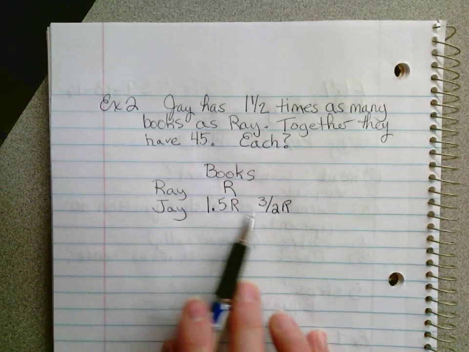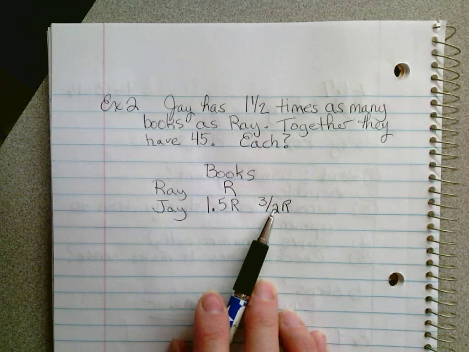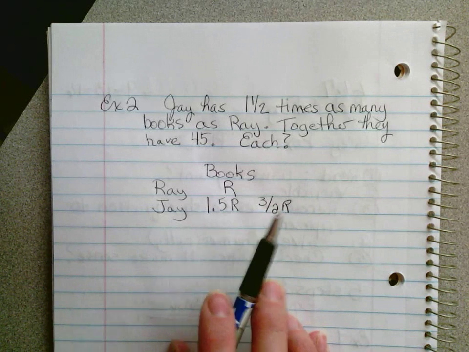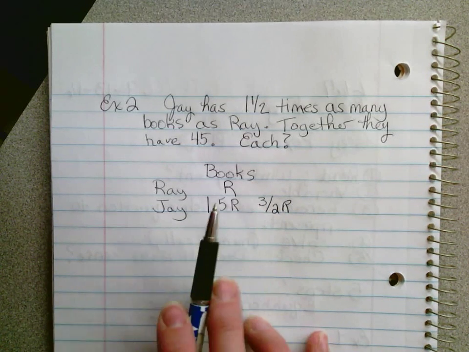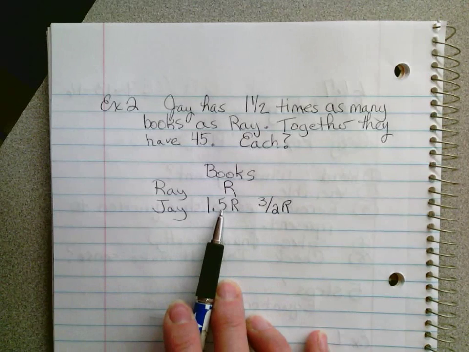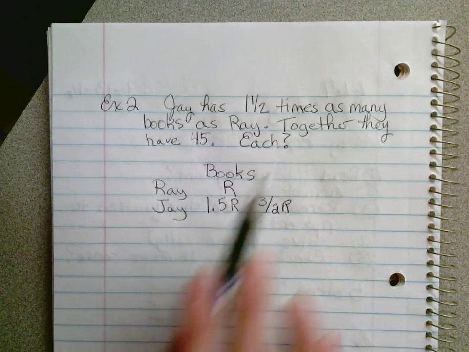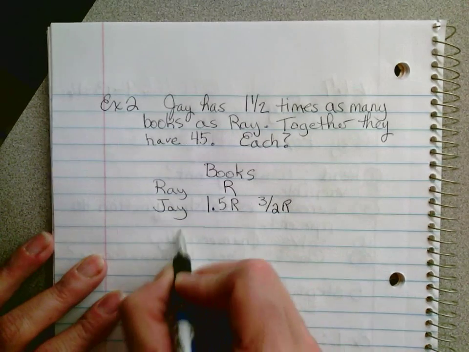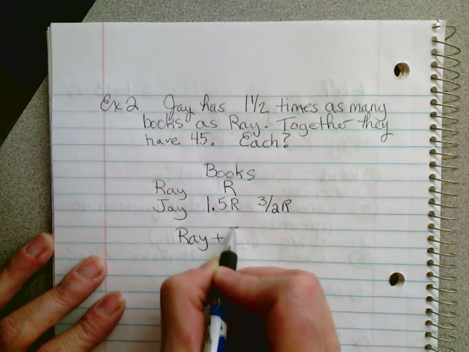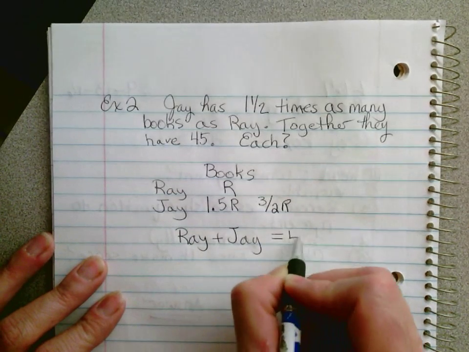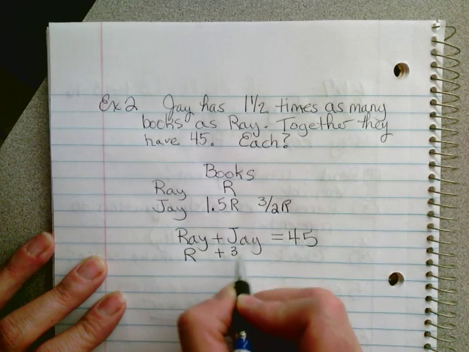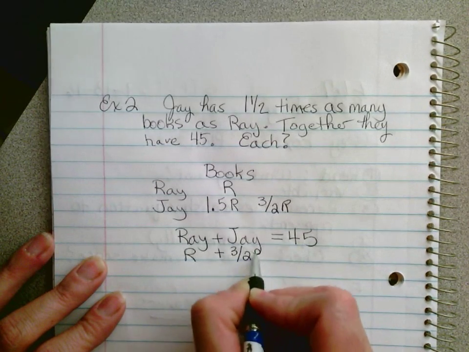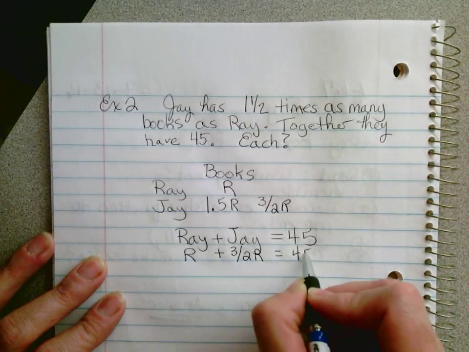Both of these things mean the same thing. Now I'm going to show you that this might be easier. But if you don't like that, that's fine. Together, they have 45, which means Ray plus J is 45. If Ray is R and J is 3/2 R, I can find my answer.